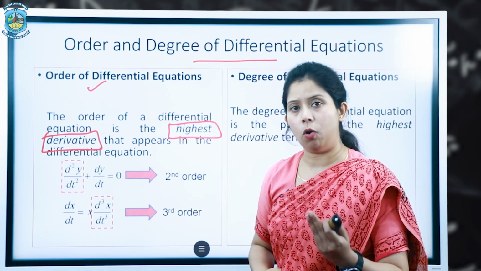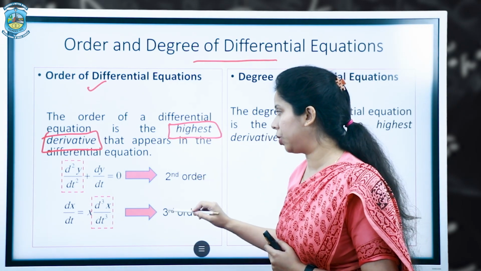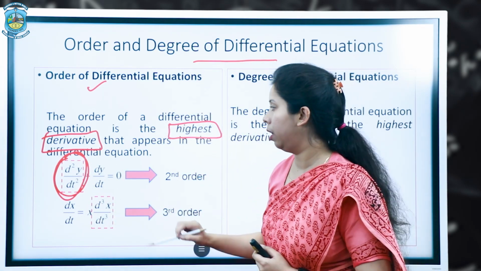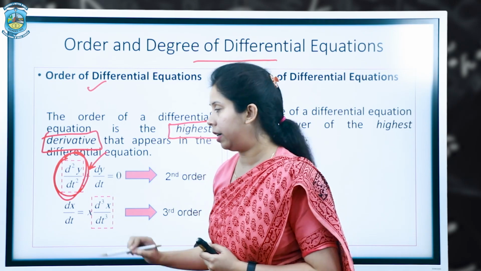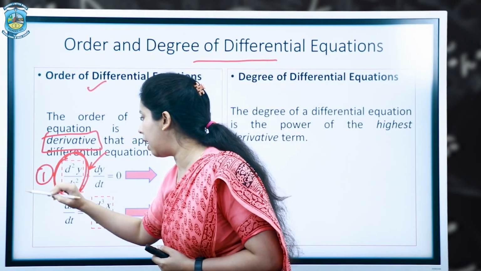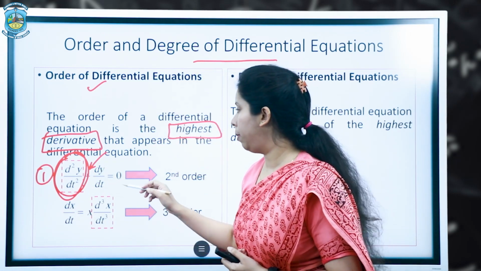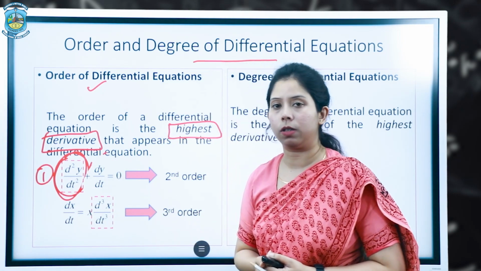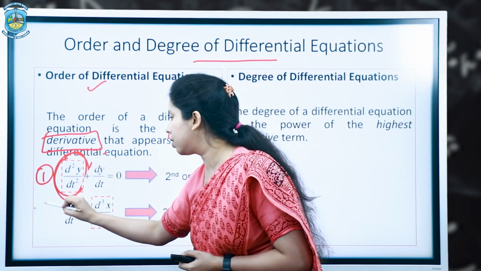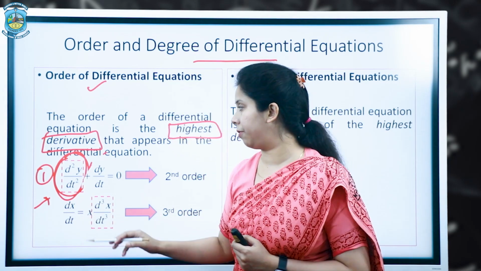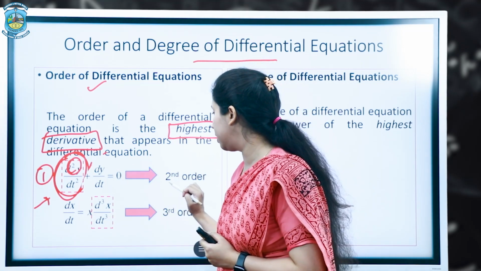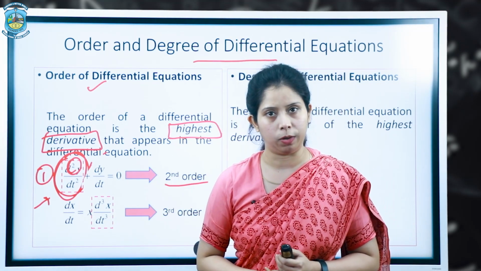So there may be one or more than one derivatives in an equation, but the highest derivative that is appearing in the differential equation, its order will be considered as the order of this differential equation. So here in this first example, d2y by dt square plus dy by dt is equal to 0. So yes, this is a differential equation. Now since the highest order derivative that is appearing in this differential equation is of order 2, the order of this differential equation will also be 2.